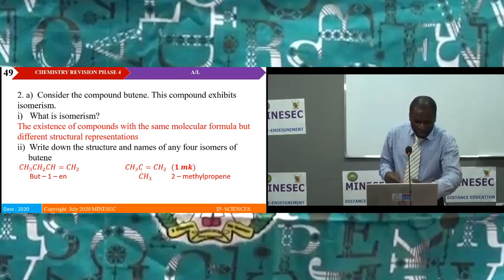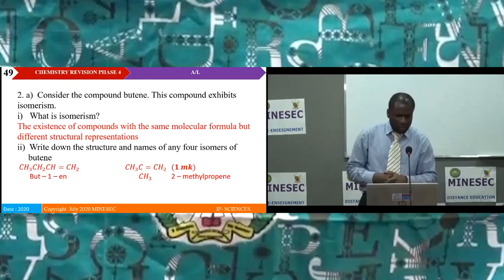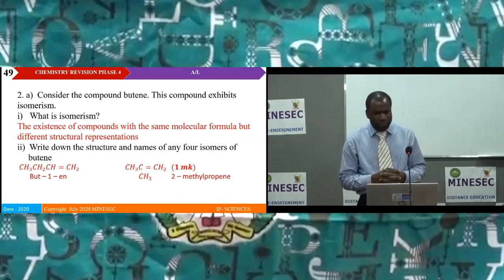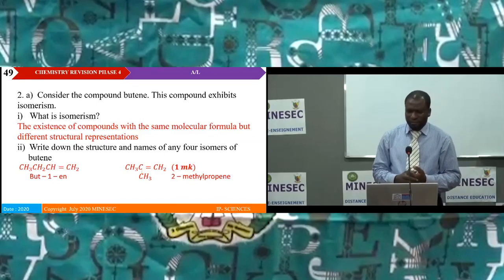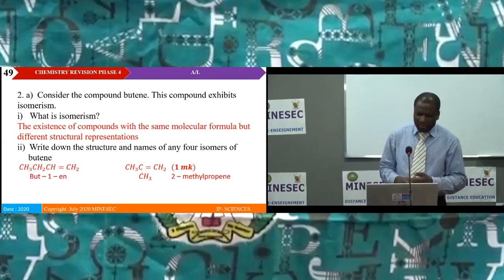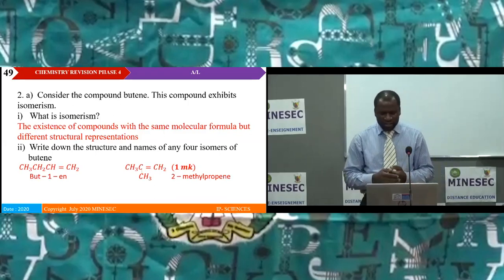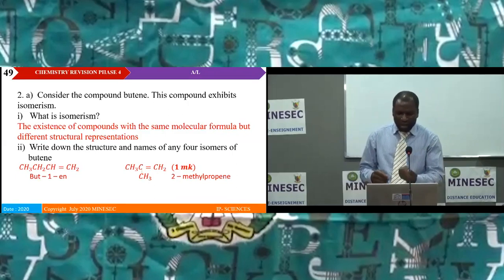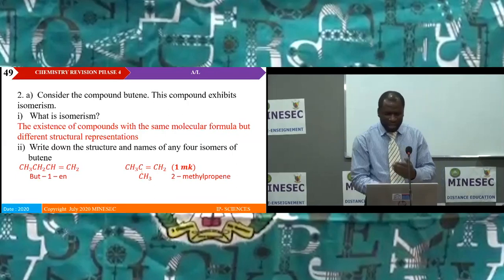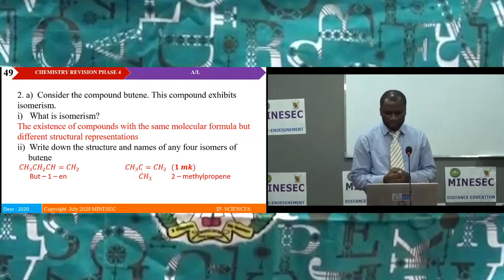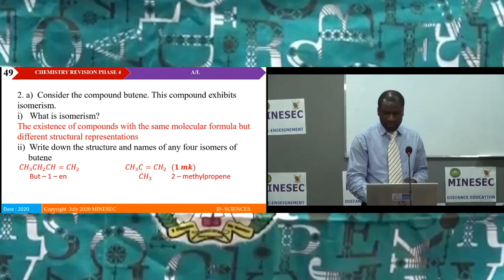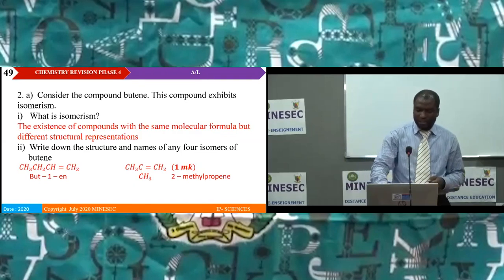So the first structure there, CH3, CH2, CH, CH2. The name, but-1-ene. The second structure, CH3, then the carbon in the middle has a CH3 group attached to it. So the name, 2-methylpropene.